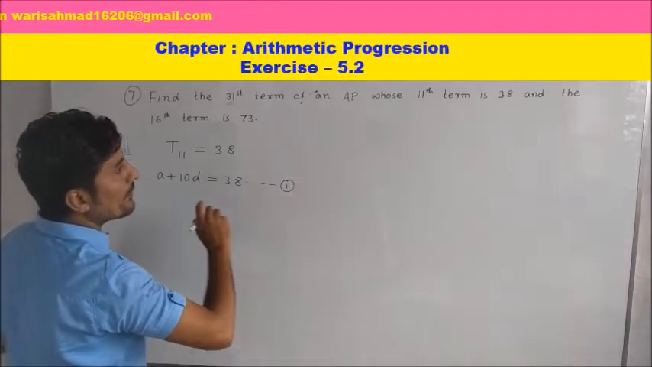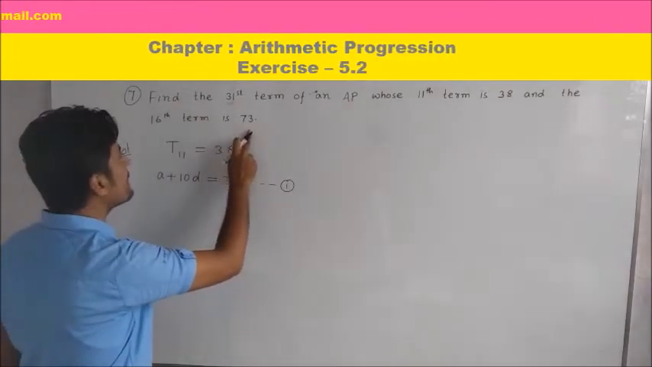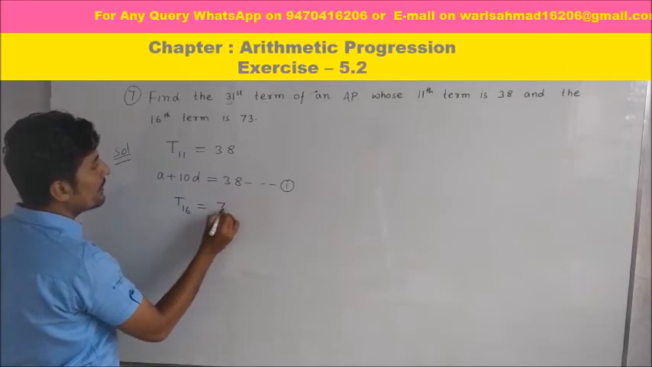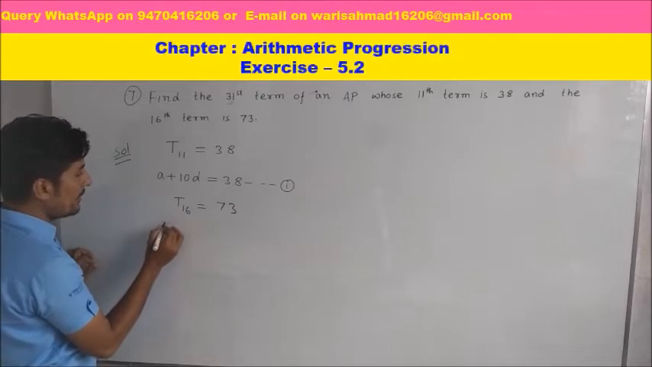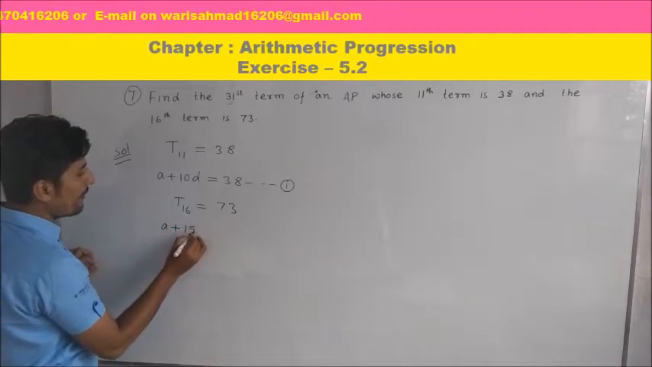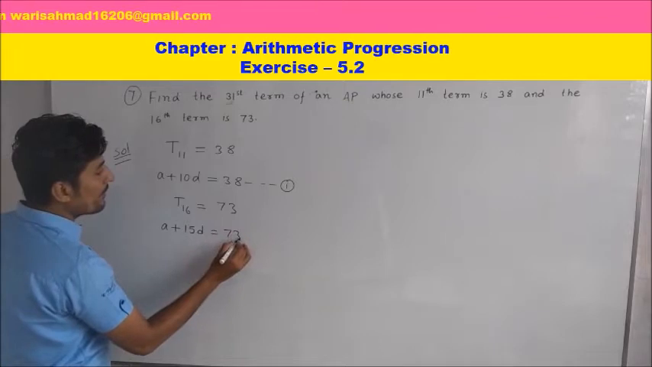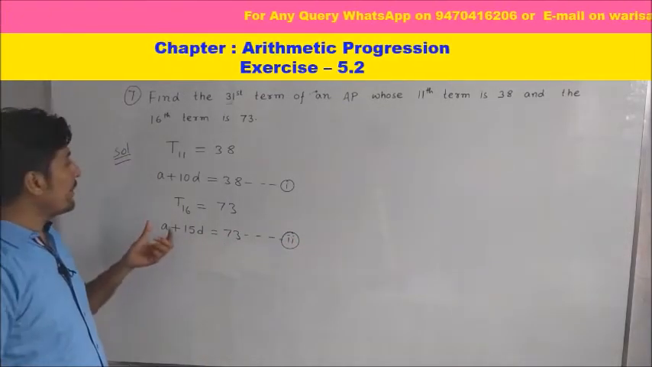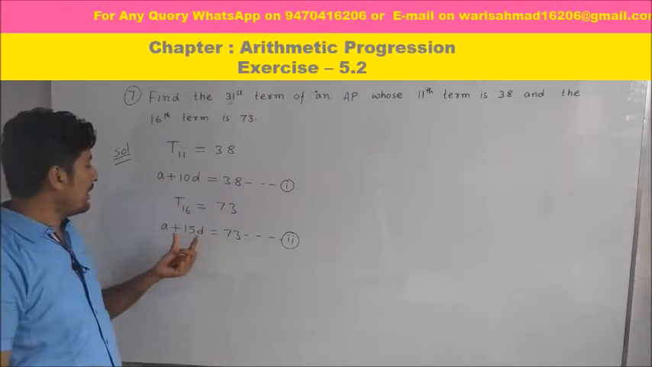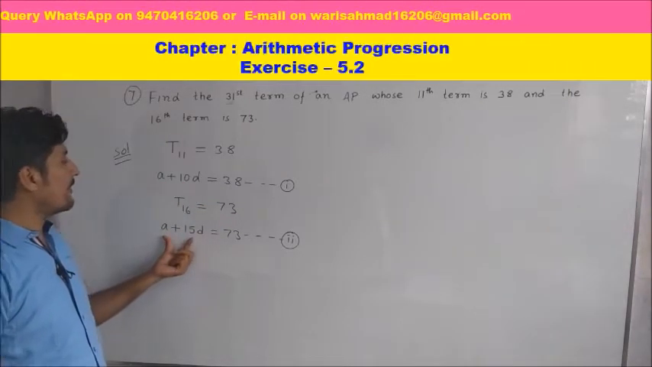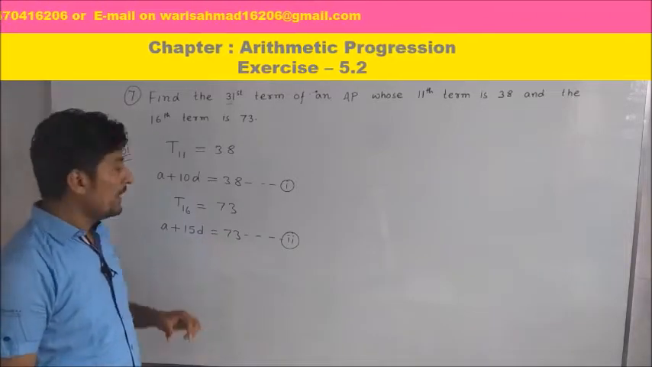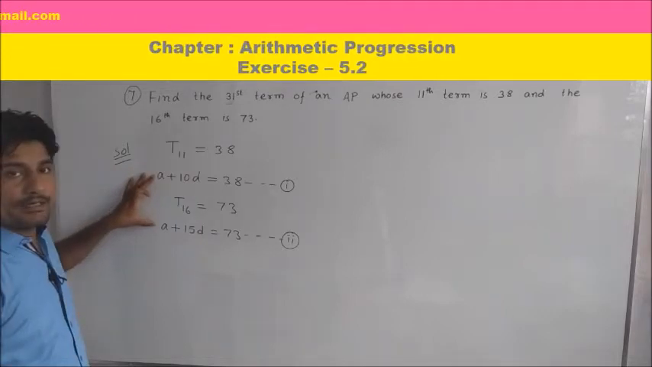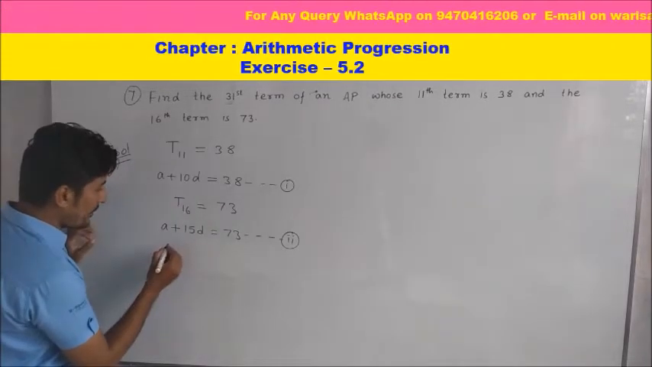Similarly, the next line of the question is: the 16th term of the AP is 73. So we can write here T16 is equal to 73. On the place of T16, we can write A plus 15D equals 73. This can be equation number 2. Now we have linear equations in two variables. A plus 10D equals 38, while the second equation is A plus 15D equals 73. If we subtract both the equations, then A will be eliminated. So we are going to subtract both the equations.